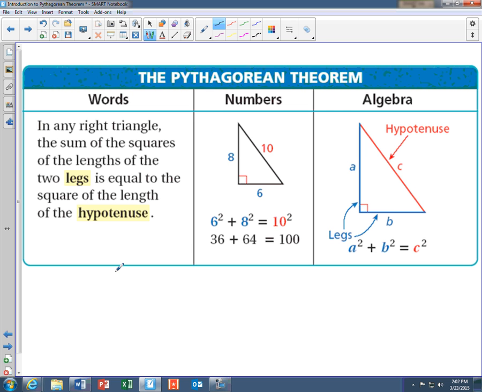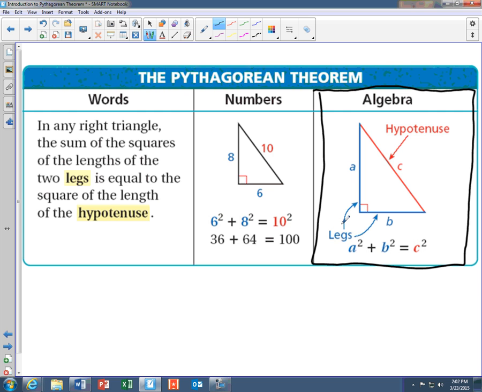The Pythagorean theorem states this sentence right here. In any right triangle, the sum of the squares of the lengths of the two legs is equal to the square of the length of the hypotenuse. And I know it's a lot of words, and it's very busy, but what I would really like you to concentrate on is this box right here. So if you need to, pause the video and copy this box into your notebook.